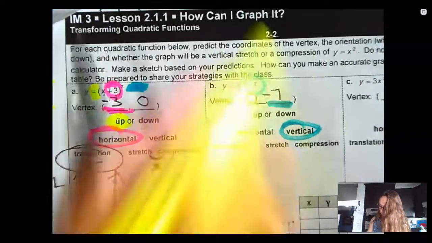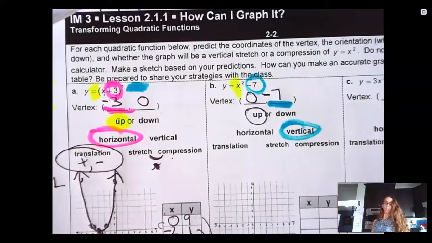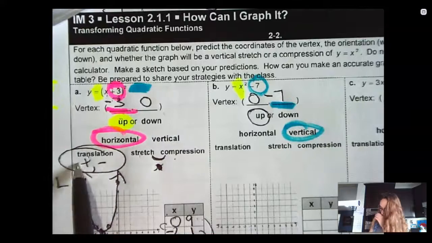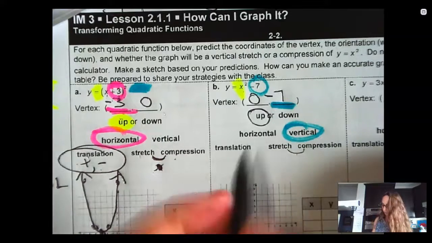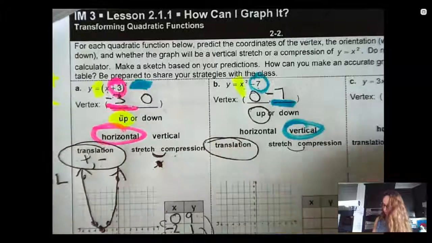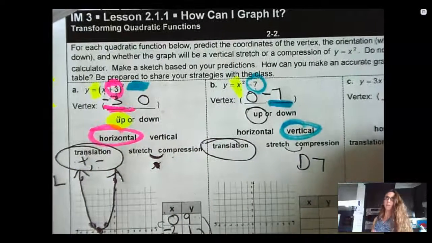Whatever's in front, if it's positive, it goes up. If it's negative, it goes down. Now remember what we talked about. A translation is being added and subtracted, and a stretch compression is being multiplied. So this is being subtracted, so it's a translation, and it would be down 7. Why would it? How come it would be down?